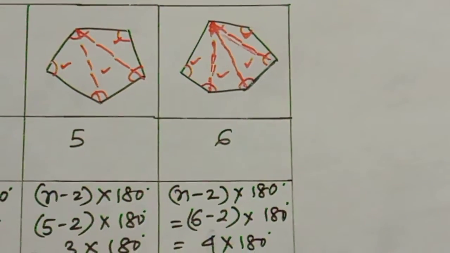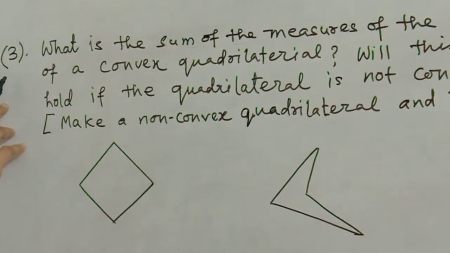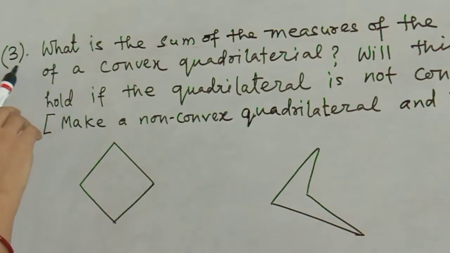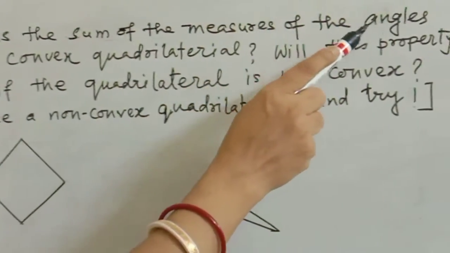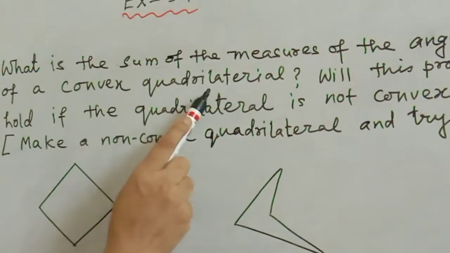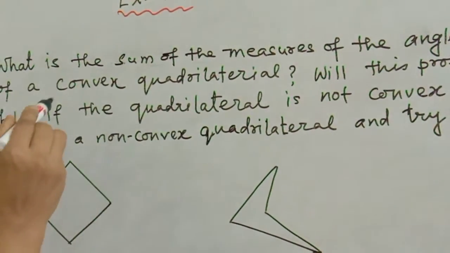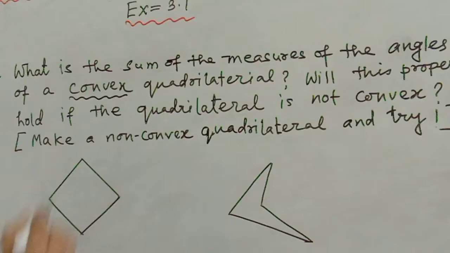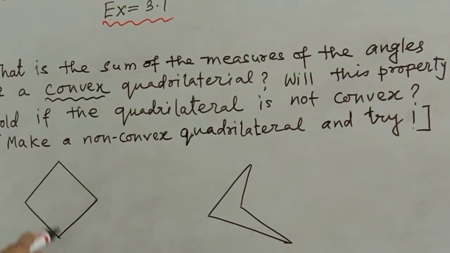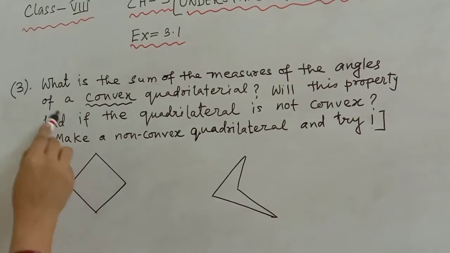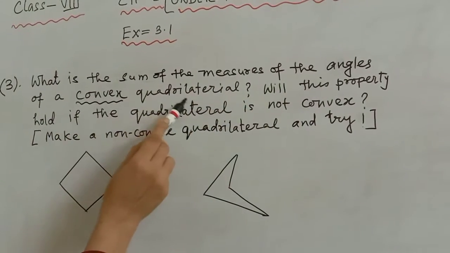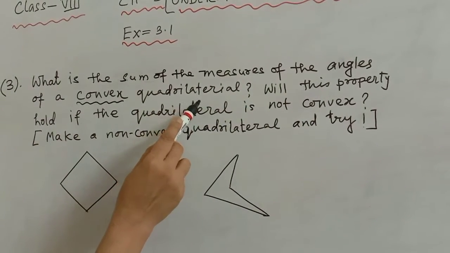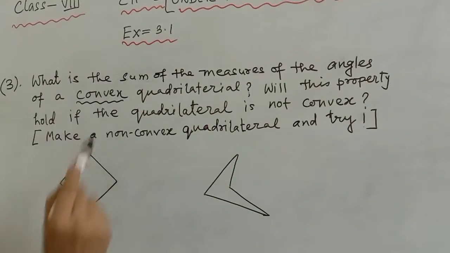Now come to the next question. In question number 3, read the question properly first. What is the sum of the measures of the angles of a convex quadrilateral? A convex quadrilateral means a quadrilateral where the diagonals are inside. What is the sum of the measures of the angles of a convex quadrilateral? First we will solve up to this.